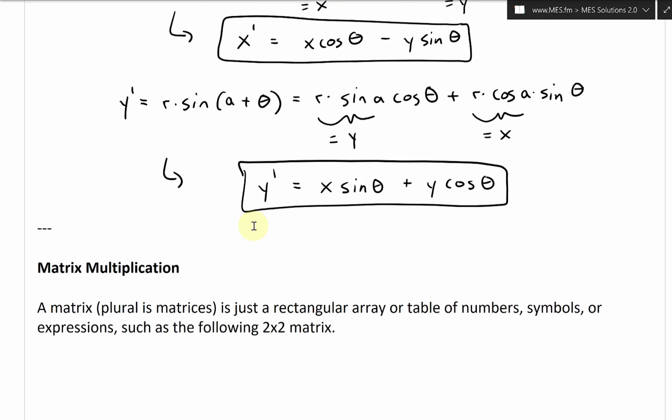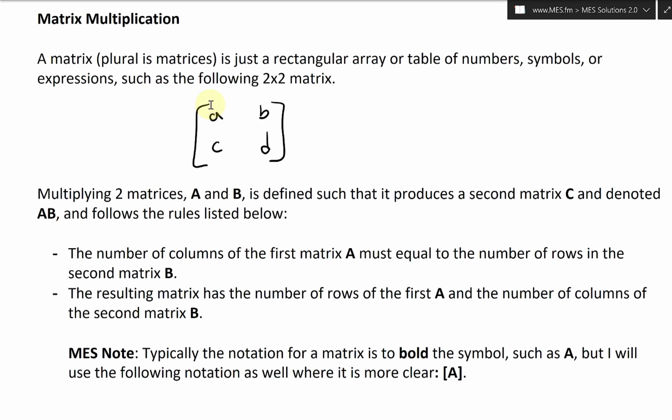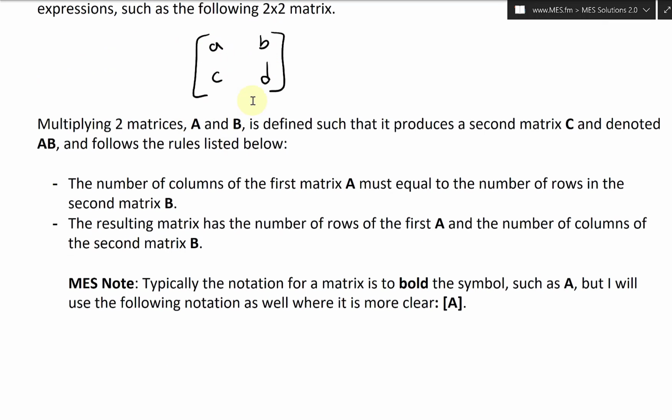All right, so now we have that under our belt, and now let's look at matrix multiplication. A matrix, plural matrices, is just a rectangular array or table of numbers, symbols, or expressions, such as the following 2x2 matrix. So here's just a matrix that has 2 rows and 2 columns. I'll call this A, B, C, D inside here. And that's pretty much all a matrix is, just a table or array of data points. In this case, there's 4 for this 2x2 matrix, and you could make them whatever you want.